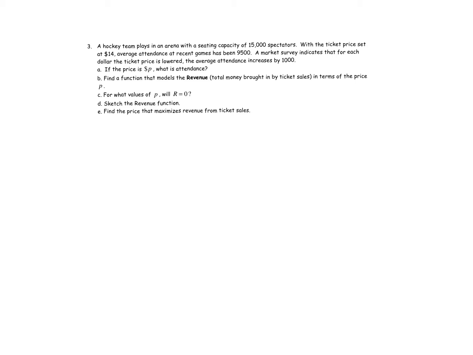So to think about the attendance in terms of price, I think it's easier to first think about the amount lowered in terms of price. So the amount the price is lowered is equal to, well, it's starting at $14 minus the price. So that will give us how much it's lowered. For example, if the price is now 13, it gets lowered by 14 minus 13, or $1. If the price is 12, the amount gets lowered by $2, and so on.